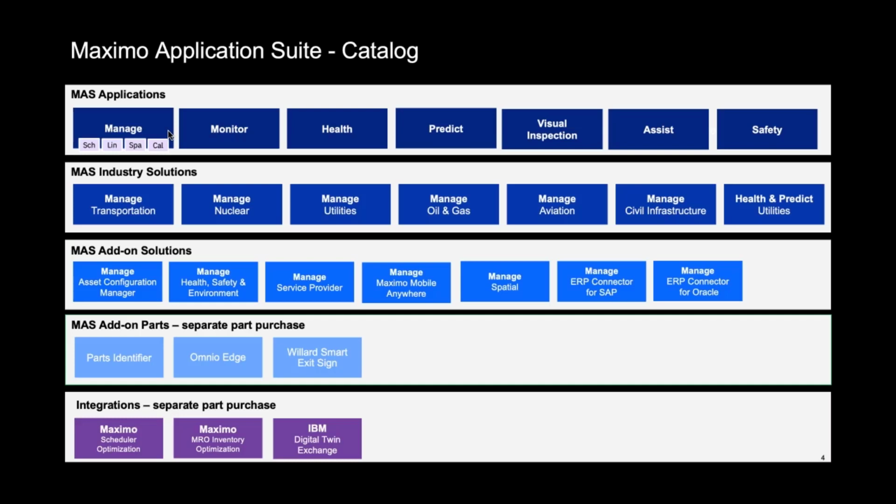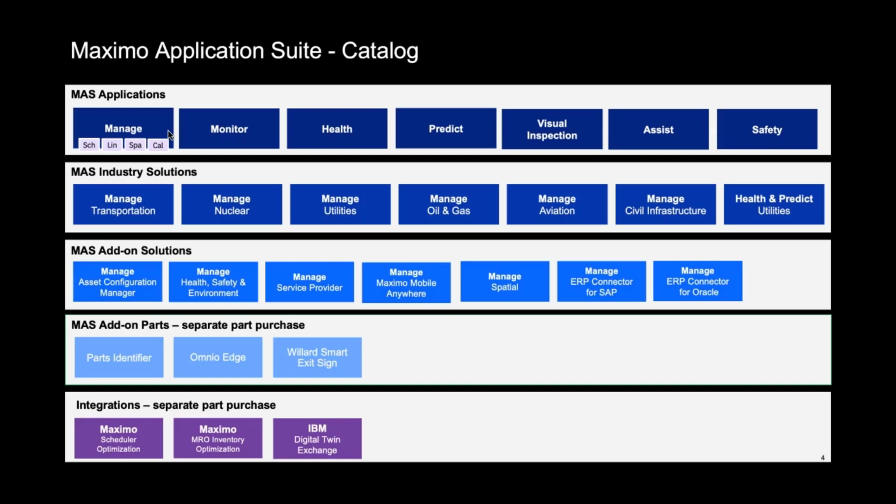And if you're in the APM space with Health and Predict, we also have a utilities industry solution that can be utilized. From an add-on perspective, we still have Asset Configuration Manager, HSE, Service Provider. We have our mobility, whether it be Anywhere or our new Maximo Mobile solution, which I'll talk to in a few slides later on in the deck. We have our Spatial solution, and I have that as an add-on from an install perspective, not from a user perspective. And we also have installs for our ERP adapters, whether it be SAP or Oracle. So those are all considered add-on solutions.